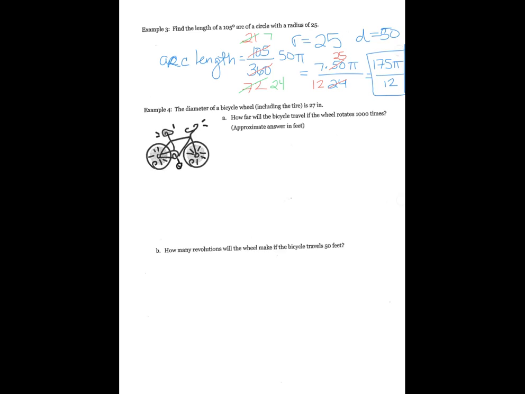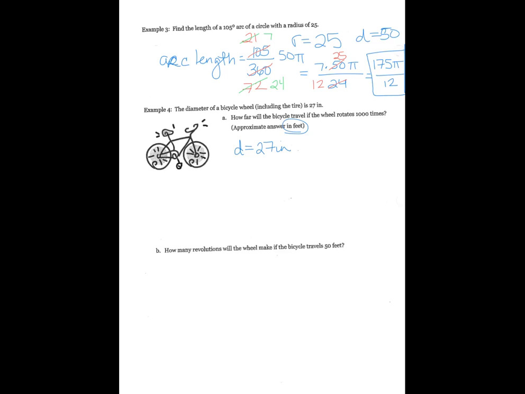Example 4, the diameter of a bicycle wheel, including the tire, is 27 inches. How far will the bicycle travel if the wheel rotates 1,000 times? And approximate your answer in feet. So first, let's write down what we know. We know that the diameter is equal to 27 inches. Well, first of all, they want us to approximate our answer in feet. So let's convert 27 inches to feet.